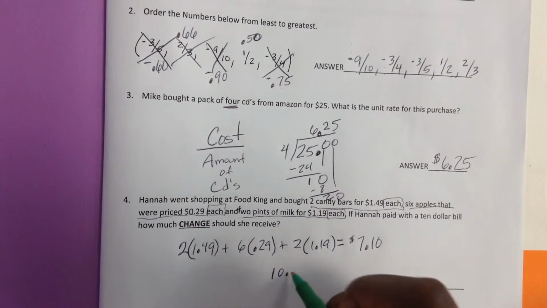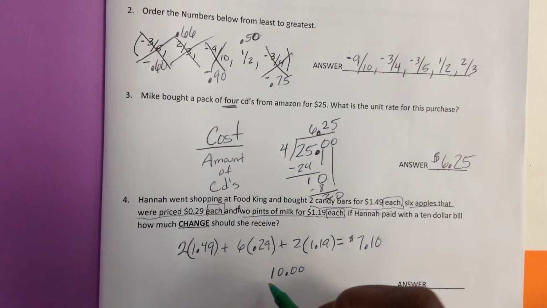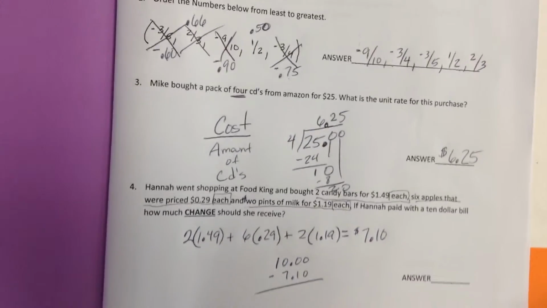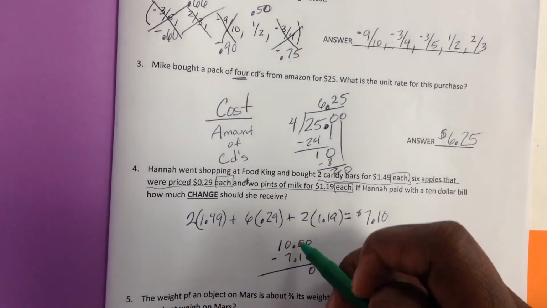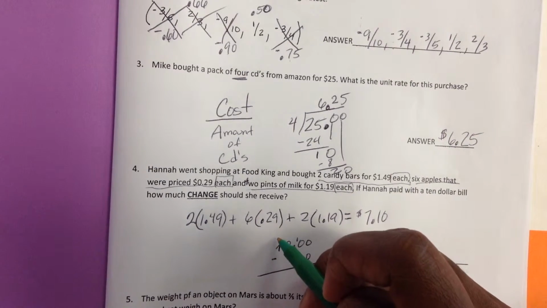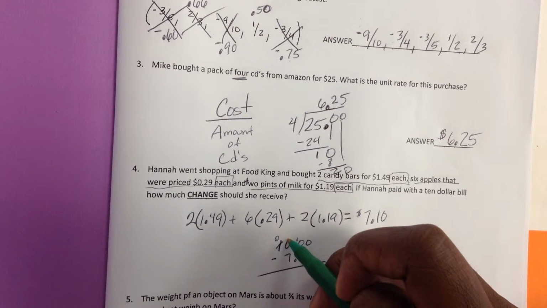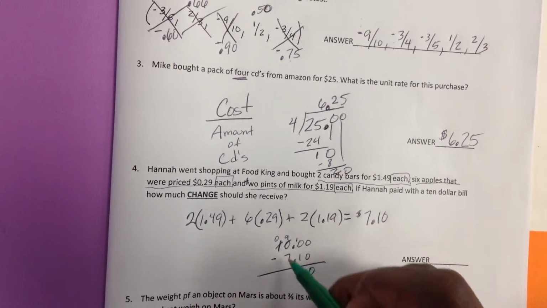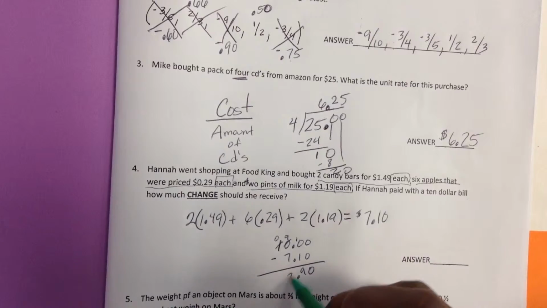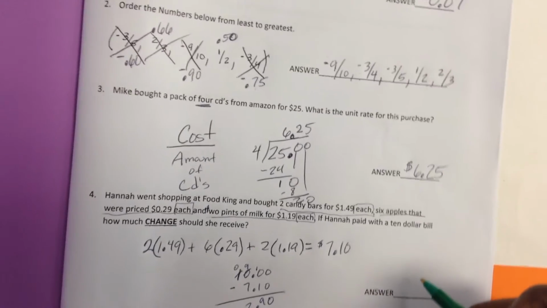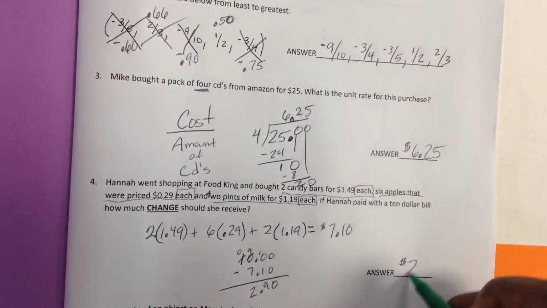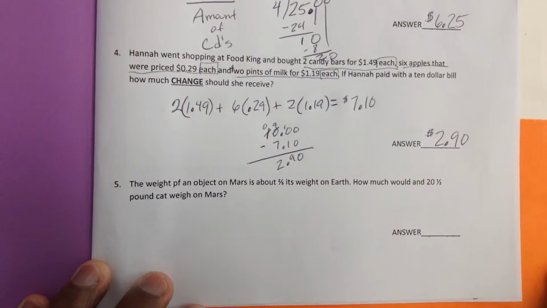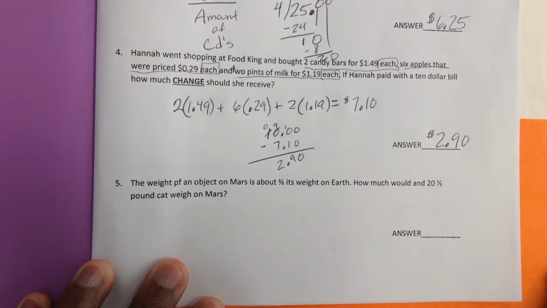So $10, notice I'm putting my decimal places, minus $7.10. 0 minus 0 is 0. I'm going to have to borrow from the 1, making this 0. This technically becomes a 9 because I borrow again. 10 minus 1 is 9, decimal place. 9 minus 7 is 2. So the answer here is $2.90.